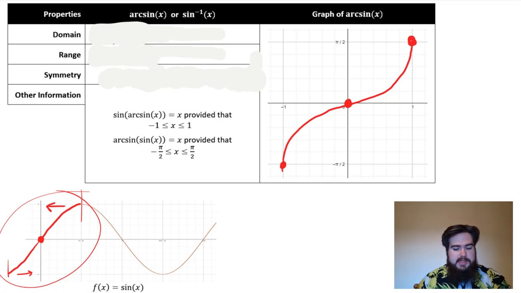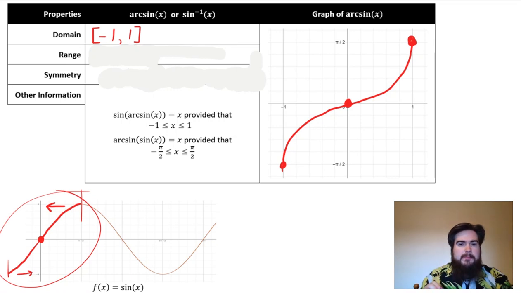In terms of properties of arcsine, the domain is going to be the same thing as the range of sine of x. The range of sine of x was -1 to 1. Likewise, that is the domain for arcsine. Very important point about that. That means what you're plugging into an inverse function is not an angle measure.